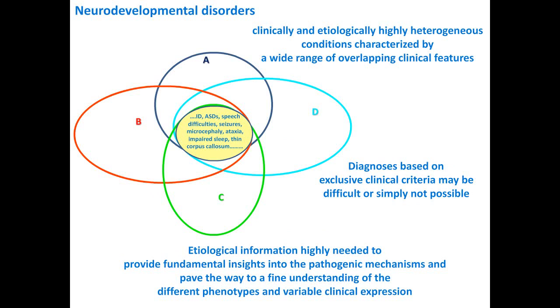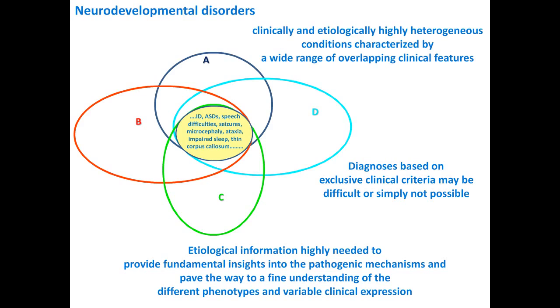What are neurodevelopmental disorders? This is the definition of a group of conditions that are clinically and etiologically highly heterogeneous and are characterized by a wide range of overlapping clinical features. Common features may include intellectual disability, autism spectrum disorder, speech difficulties, neurodevelopmental retardation in general, seizures, microcephaly, ataxia, impaired sleep, and neuroradiological correlates. All these things are common or may be common to different conditions.